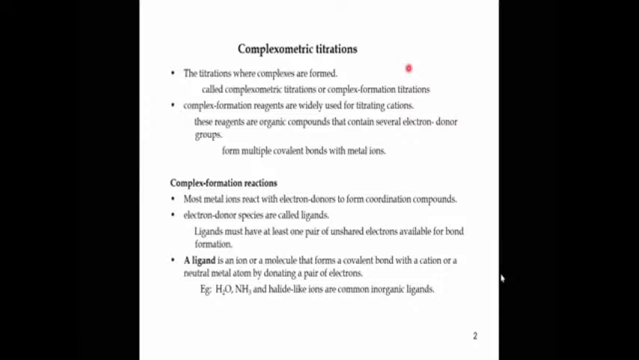Now you have to understand what we mean by the electron donor groups. So the complex formation titrating reagents are organic compounds. Particularly, they contain several, right? You just look at that. It says they contain several electron donor groups, right? What are the electron donor groups?